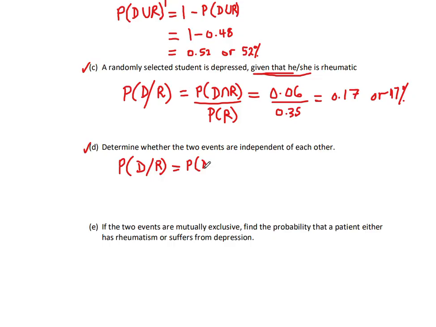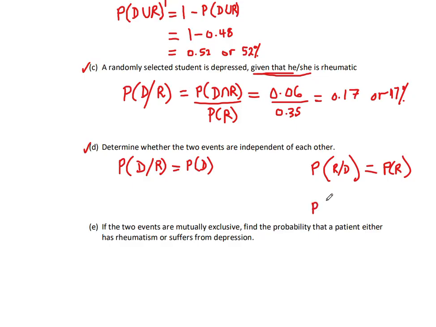So if the probability of D given R is equal to the probability of D, or for that matter, if, let's write this the other way, the probability of R given D is equal to the probability of R, that is the event before the slash, then this is a condition for independence as well.